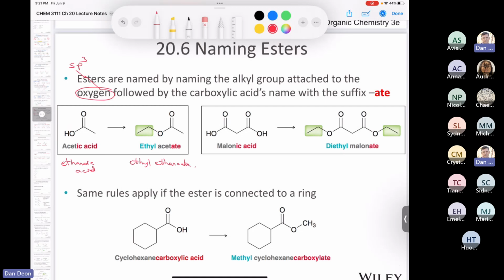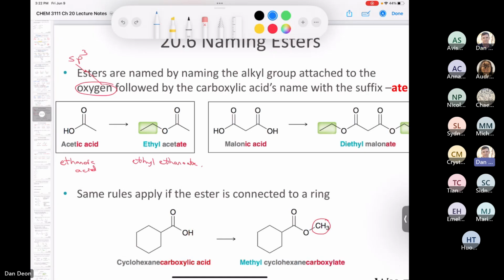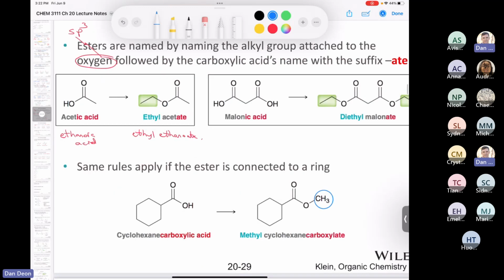Malonic acid becomes diethyl malonate, right? And I would never even use the systematic name for that. I don't even have it in my notes. I would never use it. Nobody would ever use it. Same thing applies if you have an ester connected to a ring. So we have cyclohexane carboxylic acid. So we name the methyl group first. So we have methyl cyclohexane carboxylate, right? Okay, so that's how you name an ester.